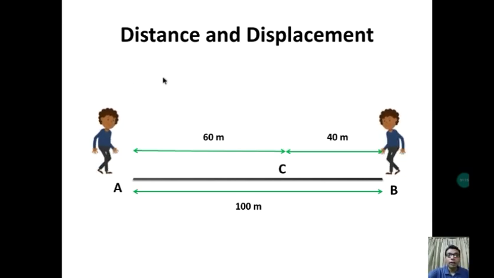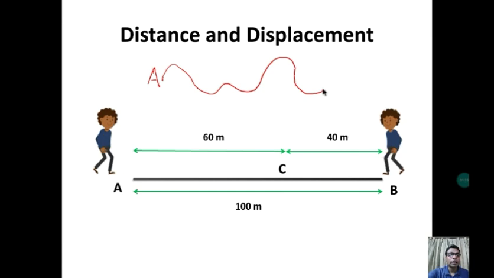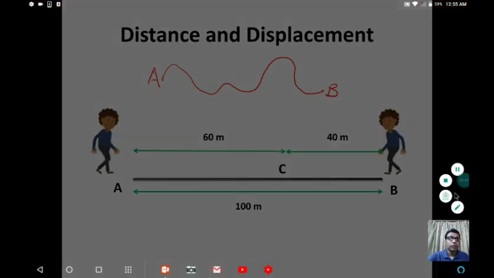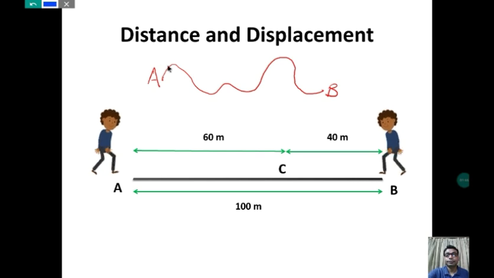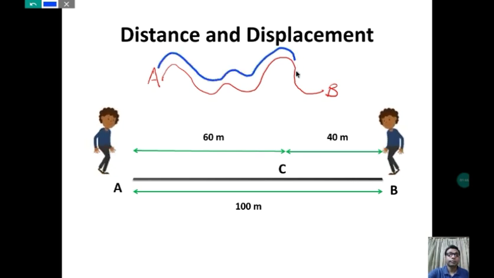So if the initial point is A, and an object is moving along any path to point B, then what is the path covered? We can see that the path covered is this. So we measure from A to B the total length of the path. This is the distance. And what about the displacement?